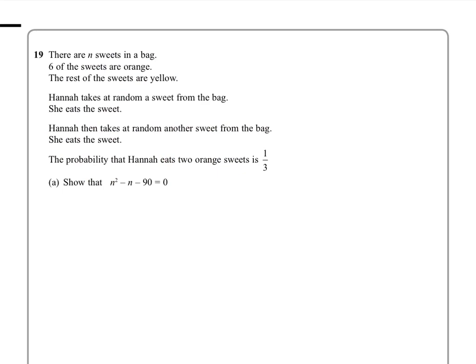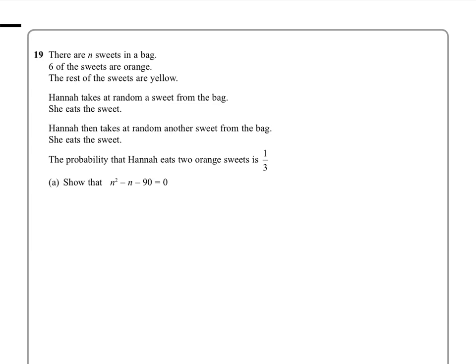So this is quite an infamous question, and to be honest with you, I've not actually tried it. It caused a lot of controversy, but let's have a look. Hannah takes at random a sweet from the bag and she eats it. Okay, so that's non-replacement. Hannah then takes at random another sweet from the bag. She eats the sweet. The probability that Hannah eats 2 orange sweets is a third. Show n squared minus n minus 90 is 0.